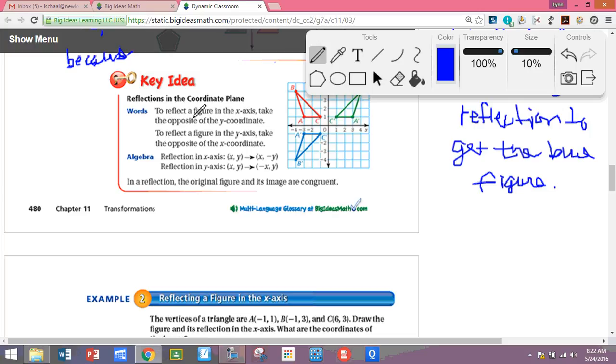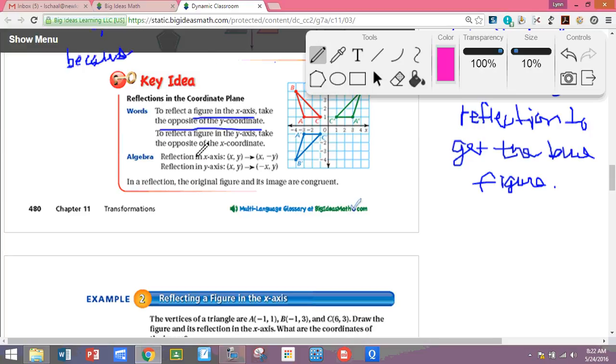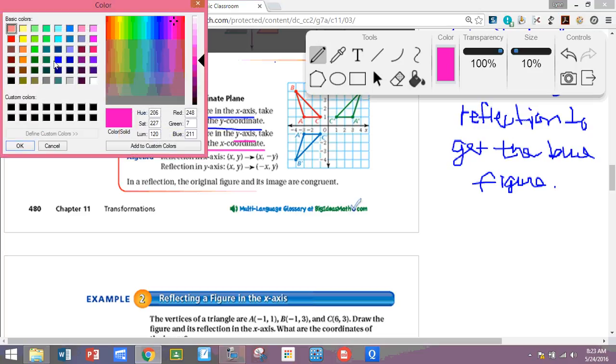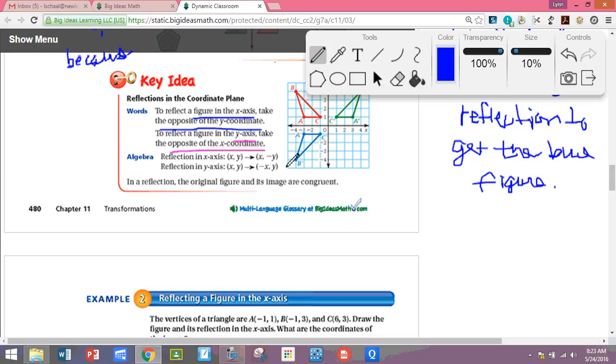To reflect, and this is huge, to reflect a figure on the x-axis, you're going to do the opposite to the y-coordinate. And if you reflect a figure along the y-axis, you're going to take the opposite of the x-coordinate. So depending on what your reflection line is, if it's the x or the y-axis, you're going to take the opposite of the opposite coordinate.